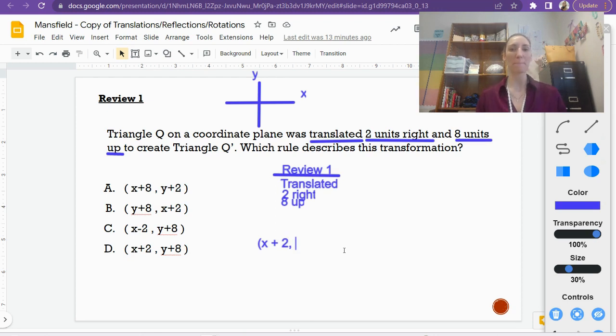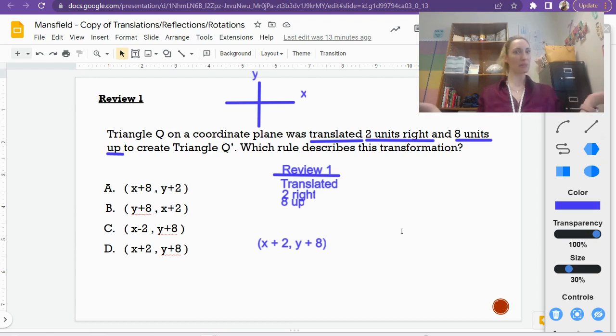Now let's try the y. Hopefully this is ringing some bells and bringing your memories back. Every time that I move up or down, it means I'm talking about the y. Look at our y-axis over here, right? It's the ruler that moves us up and down. So if it's up, then y up is positive, right? Every time we go up, our numbers go higher. So it means y plus, and how much am I going up? I'm going 8 units up.